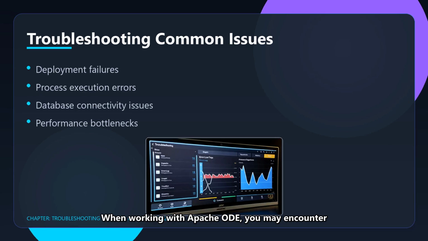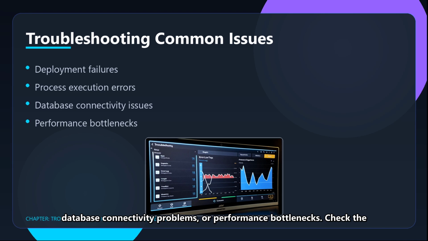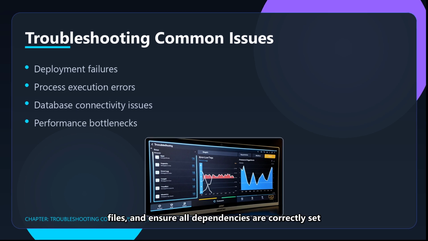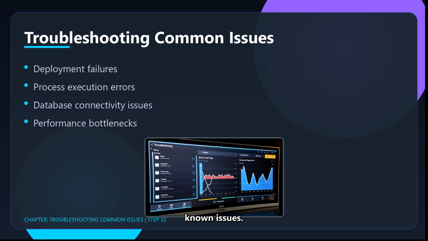When working with Apache ODE, you may encounter common issues like deployment failures, process execution errors, database connectivity problems, or performance bottlenecks. Check the logs for detailed error messages, verify your configuration files, and ensure all dependencies are correctly set up. Community forums can also provide solutions for known issues.